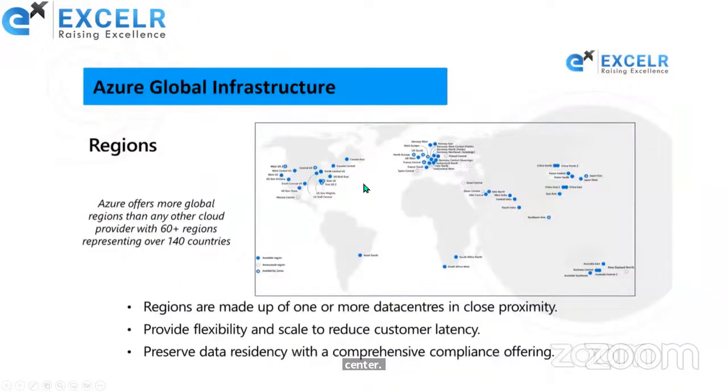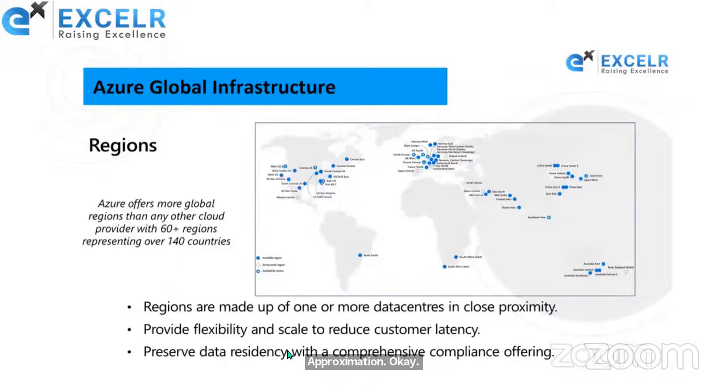As I told you about the regions concept in AWS, in the same way Azure also has a global infrastructure. Azure offers more global regions than any other cloud provider, with 60 plus regions representing over 140 countries. This is a comparison with AWS as well. Regions are made up of one or more data centers in close proximity. As I told you, a region is a country or location, with the available data centers within the closest proximity.